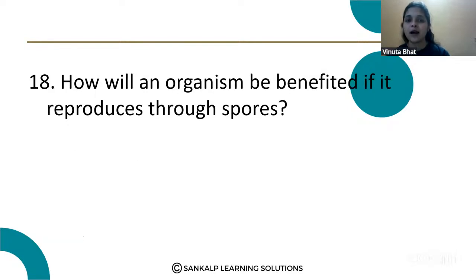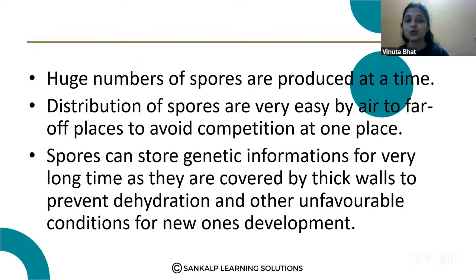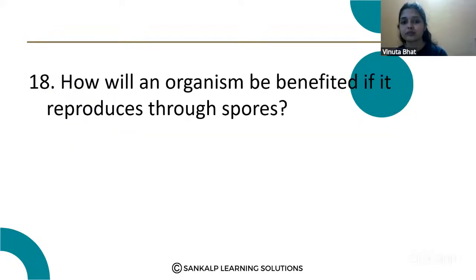Next question. How will an organism be benefited if it reproduces through spores? Huge numbers of spores are produced at a time, and distribution of spores is very easy by air to far-off places. This avoids competition at one place, and spores can store genetic information for a very long time as they are covered by thick walls to prevent dehydration and other unfavorable conditions for new development. So that is the advantage of spore formation.